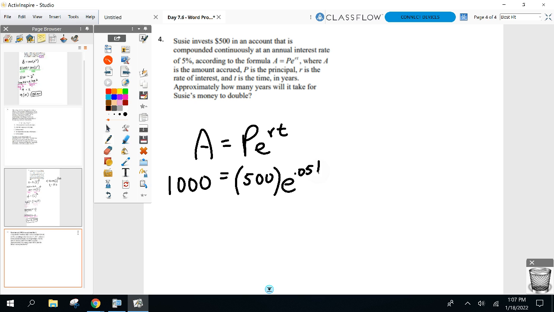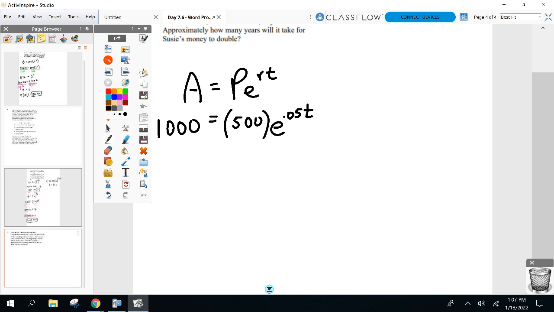And then how long is this going to take? T. Now what? Divide by 500. We don't need to go fast here. We're fine.